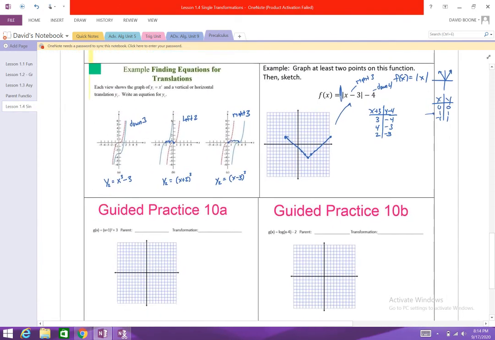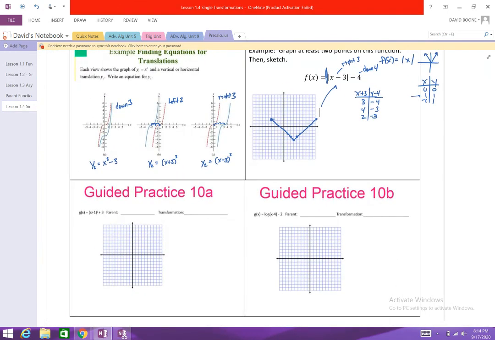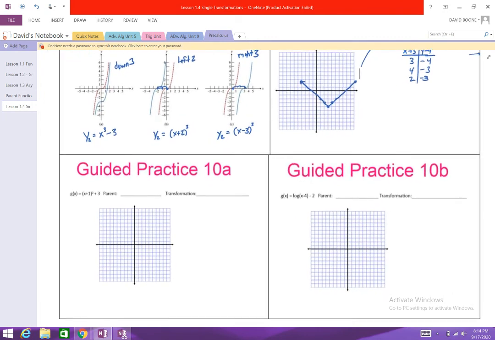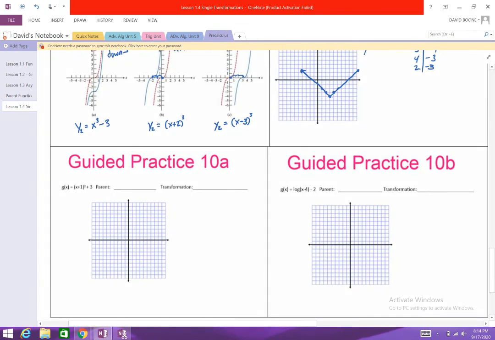So let's get you to do a little practice on a couple of these problems and take these graphs and practice some translations with graphs. Go practice 10A and 10B. So go ahead and pause the video and come back and see how these were done, see if you got them right.